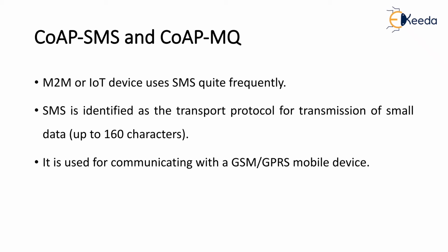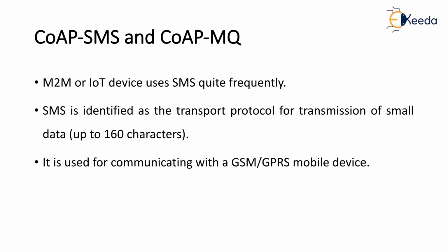So next we are going to see about the COAP communication protocols, which are used in message communications. So COAP SMS and COAP MQ. So the M2M or IoT devices use SMS quite frequently. So SMS is a transport protocol for transmission of small data, that is up to 160 characters. So that is the short messaging service. So it is used for communicating with a GSM or GPRS mobile device. So both of those technologies can be used for the communication.